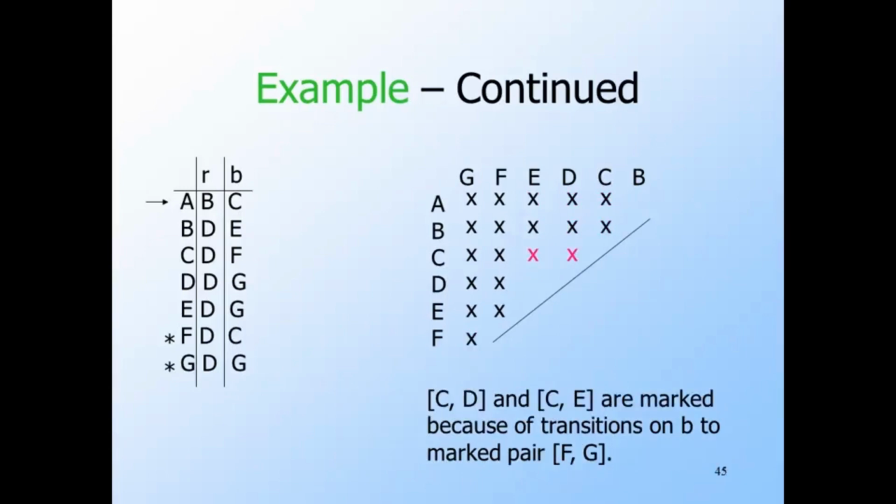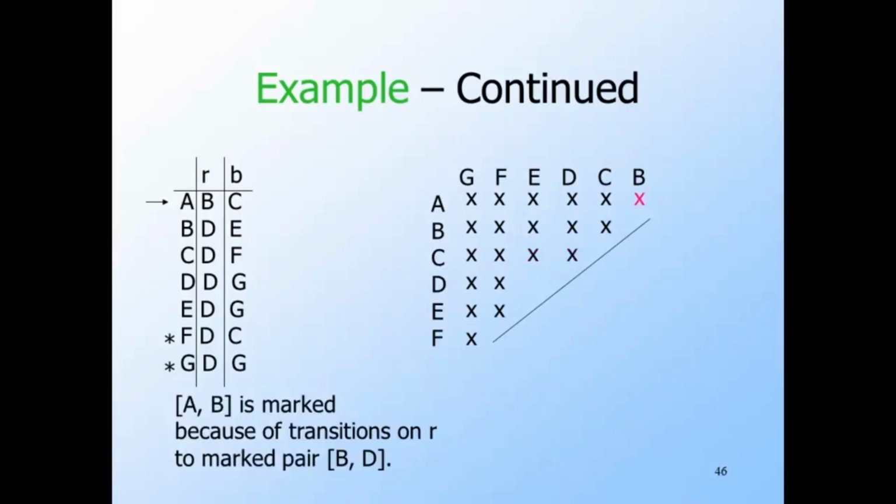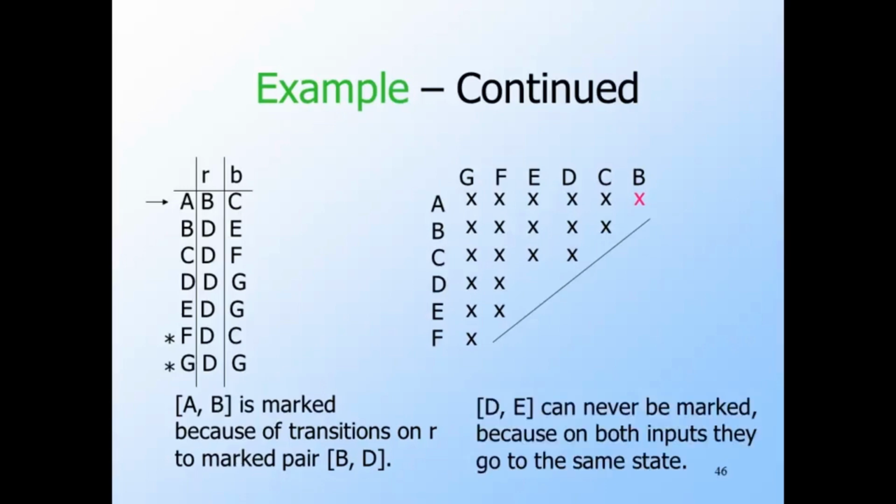At the next step, we discovered 2 more distinguishable pairs, CD and CE. For example, C and D lead to F and G respectively on input B. So we know that whatever string W distinguishes F from G, B followed by W will distinguish C from D. Now we can mark the pair AB. These states transition on input R to B and D respectively, and we already know we can distinguish B from D. Unfortunately, D and E can never be marked because on both inputs they go to the same state.